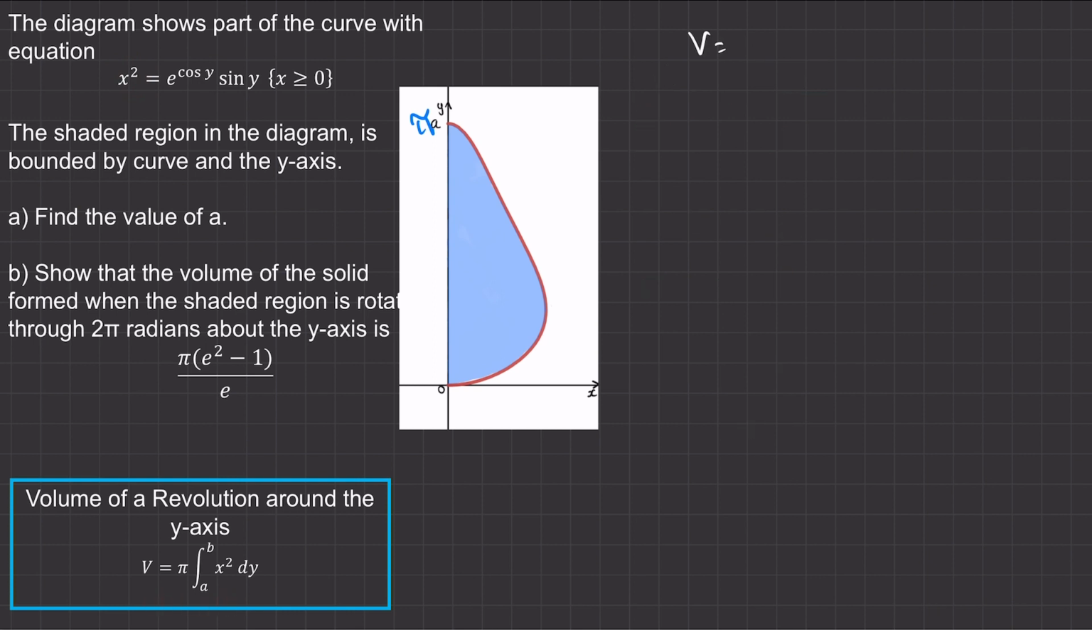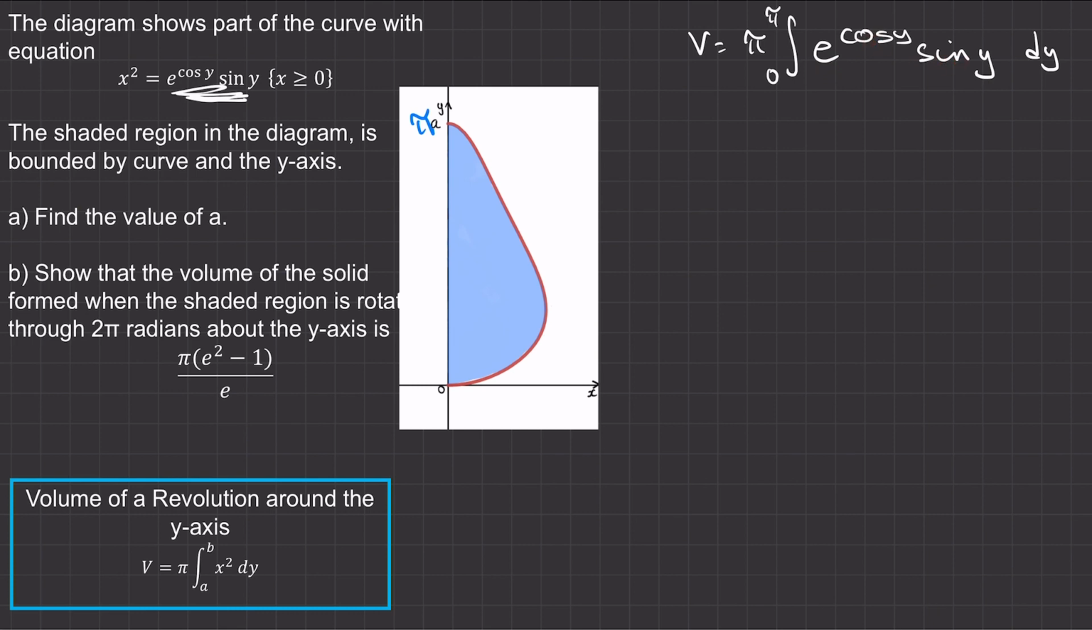So our volume will be equal to pi times the integral between pi and 0 of x squared, which is given here. So e to the cos y sine y, integrated with respect to y. Okay, so this might look quite confusing, but if we think about the reverse chain rule, if we were to differentiate this bigger function, well then the chain rule would tell us differentiate y. So that means we would get e to the cos y sine y, but we would also have to scale it.